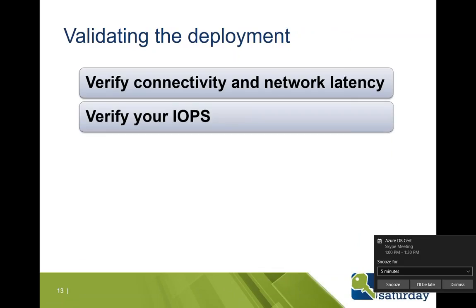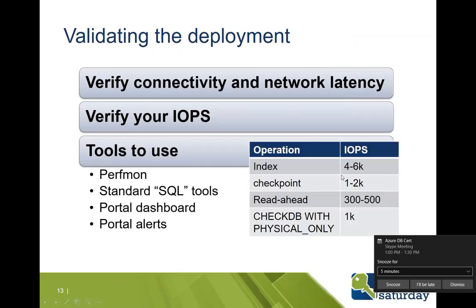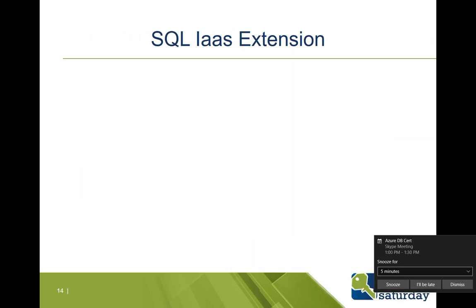Now, in terms of validating, ensure you have connectivity and that network latency is compatible with your application. Ensure you have the required IOPS. To give you an estimation: for an index operation, you can say 4 to 6K. For a checkpoint, 1 to 2K. For a read-ahead process, which SQL Server takes care of in the background for certain operations, 300 to 500, and CheckDB requires 1K. So all these things require a certain number of IOPS. When you plan a VM, ensure that you consider this. You can also use the perfmon tool to look at average disk seconds per transfer to estimate your IO requirement from your current workload if you're migrating an existing workload. Any tools you have used in your environment, you can use on an Azure VM. Nobody's going to stop you.